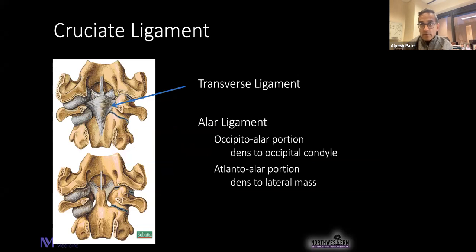Then the next layer down, right, we start with the transverse ligament, which will be really important as we talk about C1 injuries, C1-C2 ring injuries. But the transverse ligament, right, connects the dens to the lateral masses of C1.